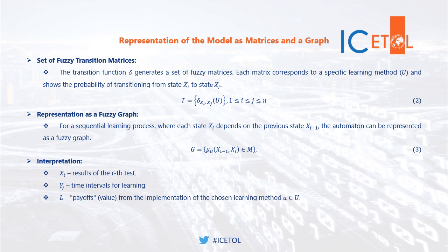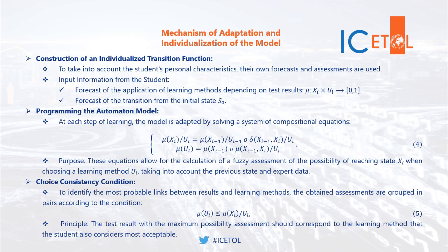On this slide, we will examine the key mechanism of our work: how a static expert model is transformed into a dynamic and individual one. The first step in this process is the construction of an individualized transition function. We utilize input information directly from the student, their own forecast regarding the preferred learning methods for achieving a particular result. Next, a synthesis of expert knowledge and individual preferences occurs.